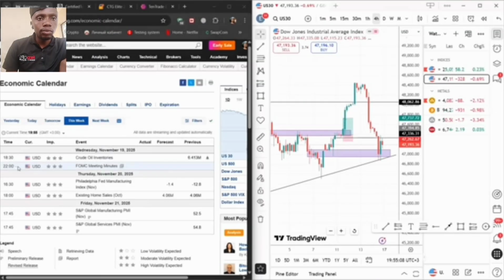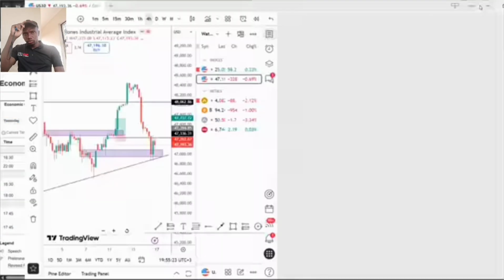In the evening after the New York session. Then on Thursday, we're just going to have some funny news during the New York Open. And then also on Friday, we're going to have PMI. So on Thursday and Friday, we're going to see a lot of volatility during the New York session. So I want to be careful when trading that.